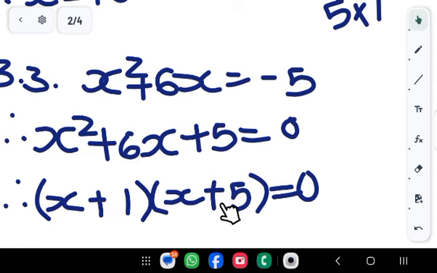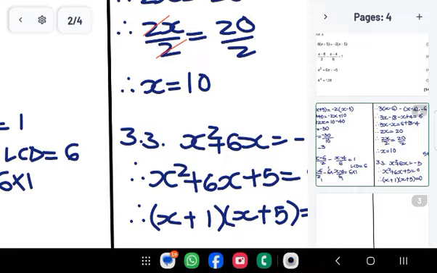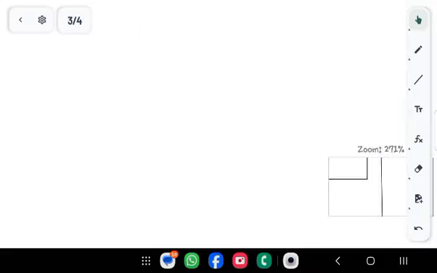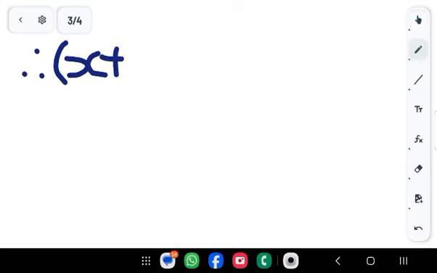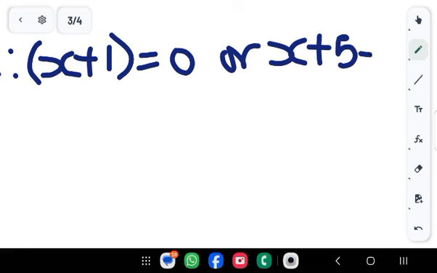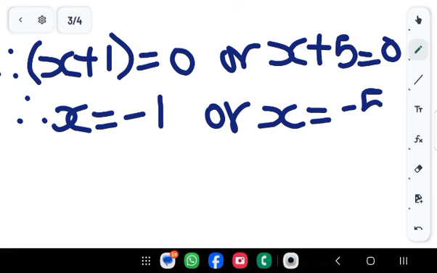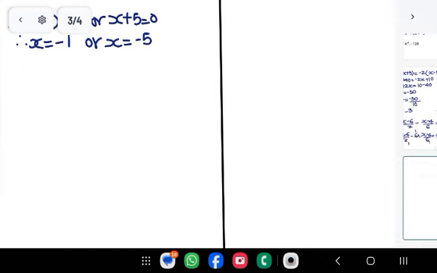And now you equate each one of these monomials, the factors, to 0. So therefore, equate each of the factors to 0. Don't skip this step. Therefore, we've got x plus 1 equals 0, or x plus 5 equals 0. And now you solve these monomials. Therefore, x equals, take the 1 to the right-hand side, it gives you negative 1, or x equals negative 5, and that's how you solve that.